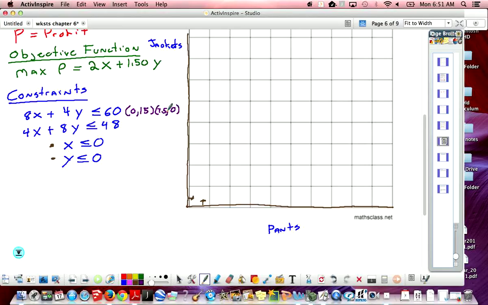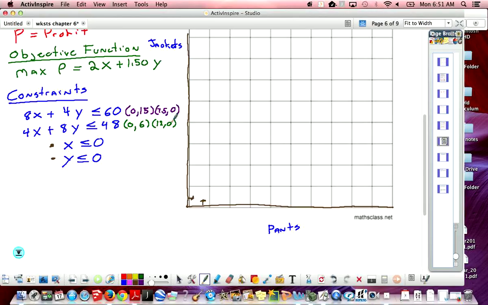Do the same thing going, so I'm going to get the other y-intercepts. I'll do a different color here. I'm going to let x equal 0. So I ask myself, again, how many 8s go into 48? And that is 6. And then I'm going to see how many 4s go into 48, and that is 12.